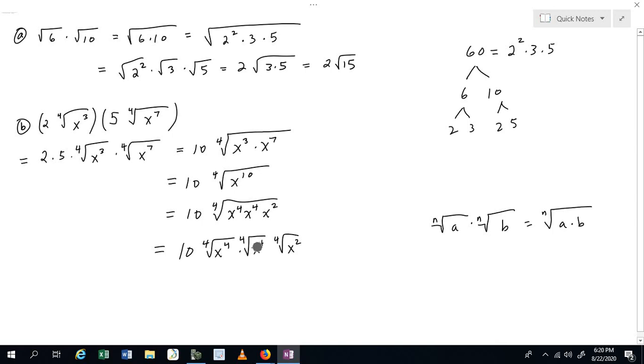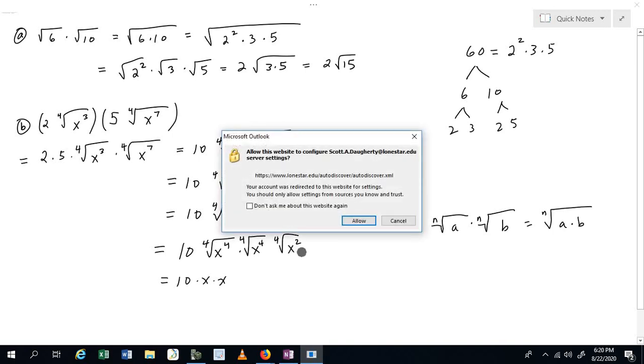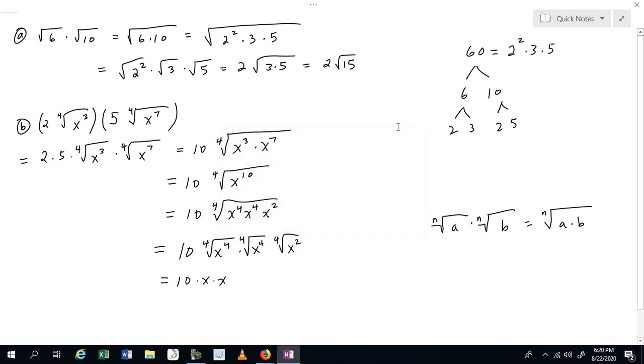And of course, each of these are equal to x, right? This one and this one are simply x. So you get 10 times x times x. And then this one, if you remember, this is not considered simplified because it has a factor in common, a factor of 2 in common.